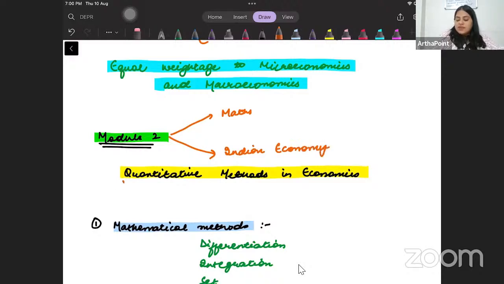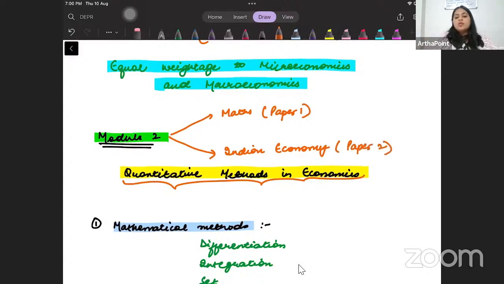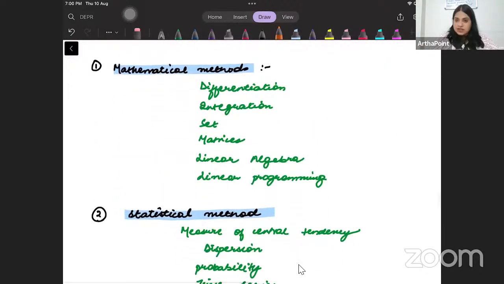तो अभी हम ये फर्स्ट पेपर की बात कर रहे हैं मॉड्यूल 2 में. Paper 1 of module 2 and paper 2 of module 2. So mathematical methods mein we have differentiation, integration, set theory, matrices, linear algebra, and linear programming. So isme beta you should be well aware of the different kind of matrices.